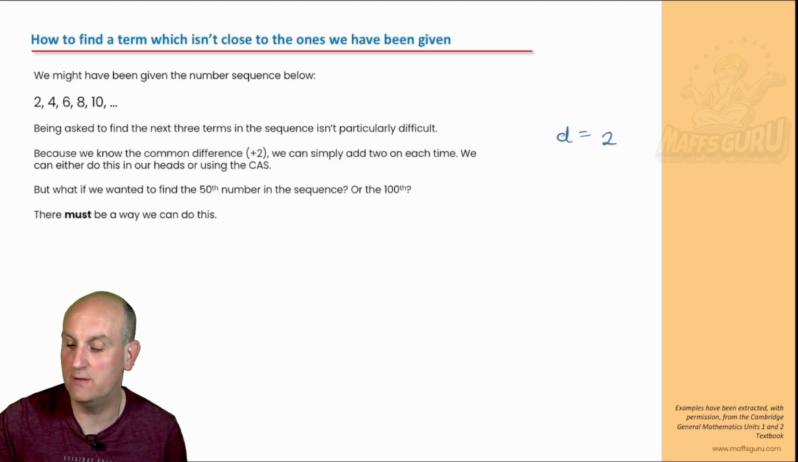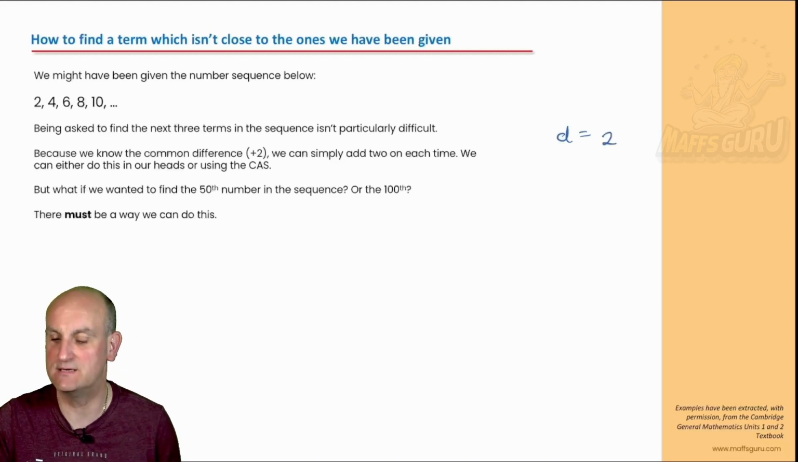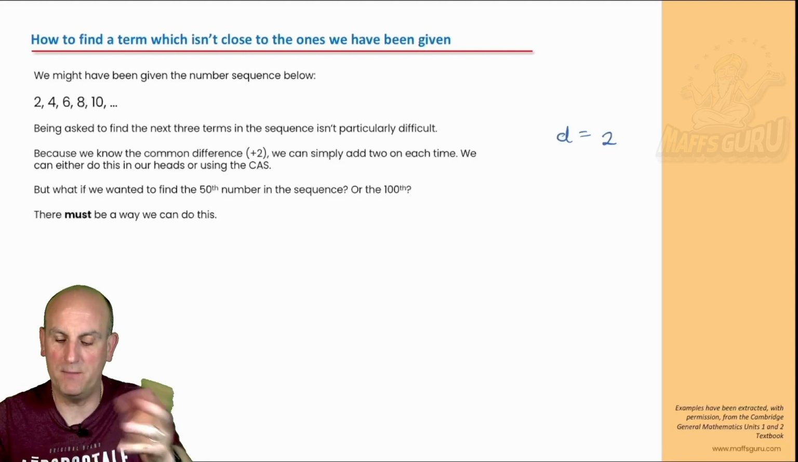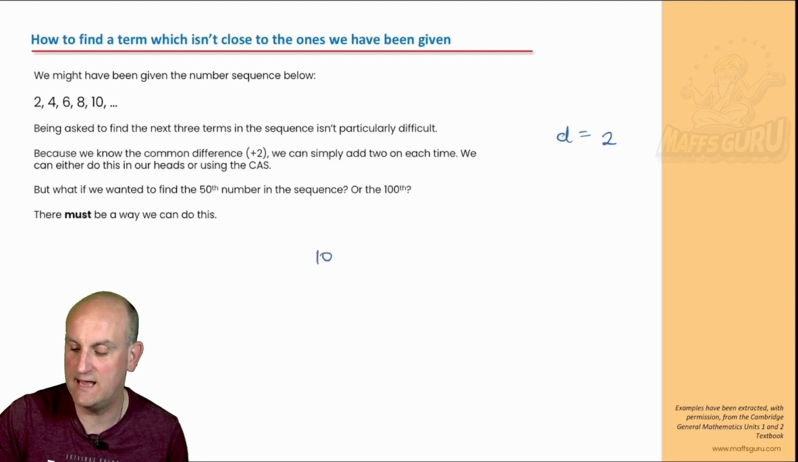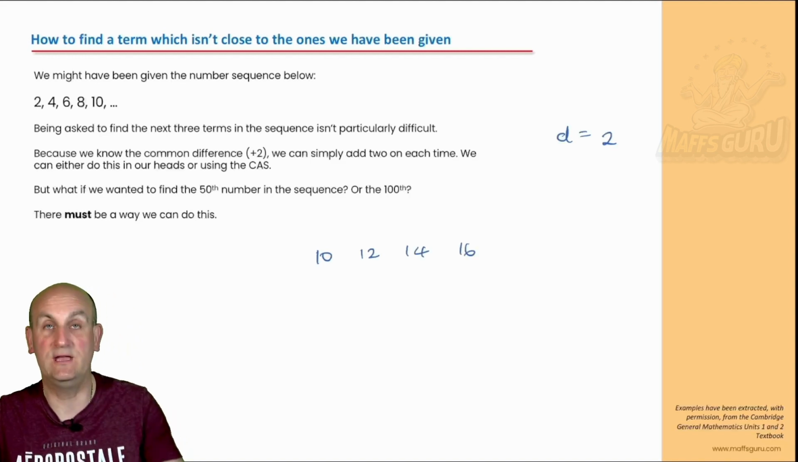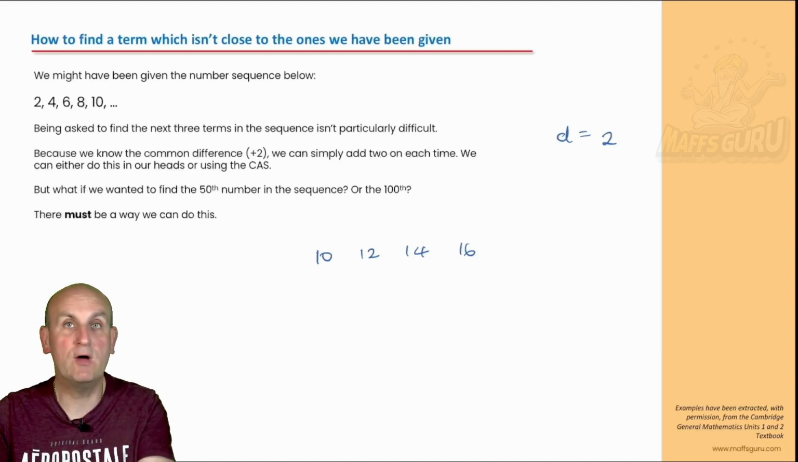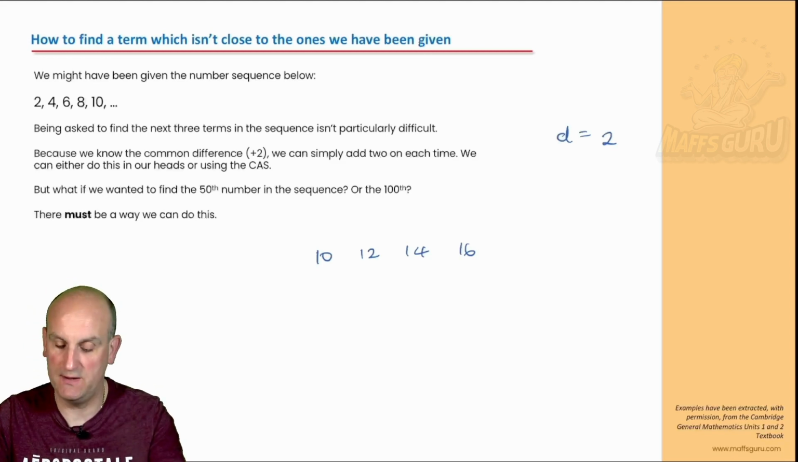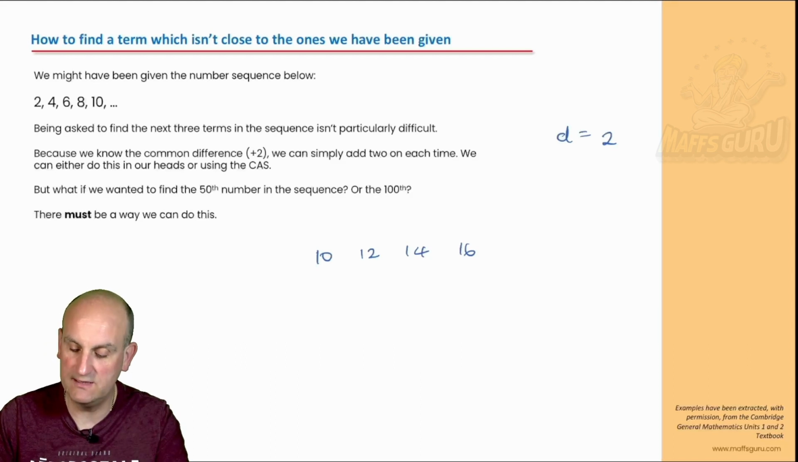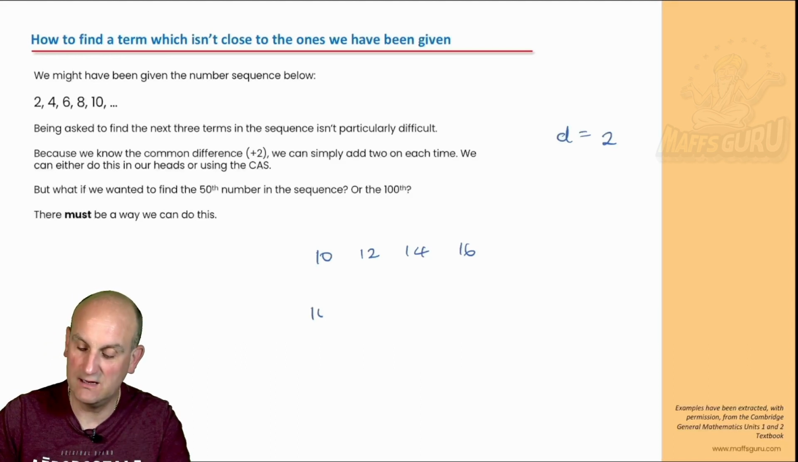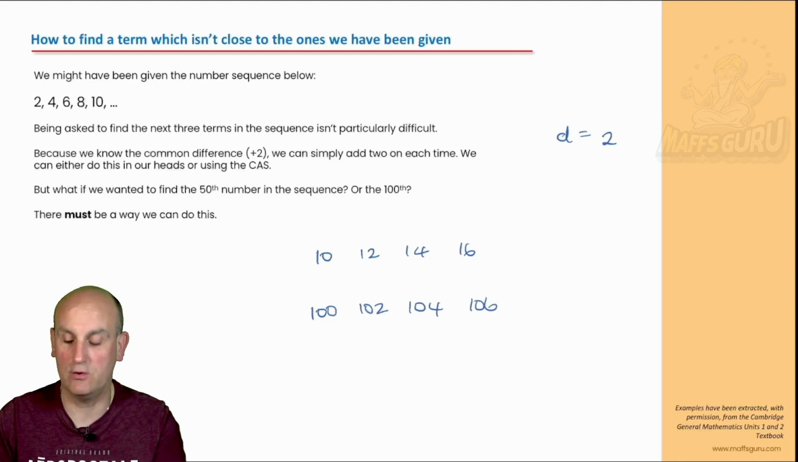So a common difference might be 2, for example. Because that's positive, it means they're going to go up by 2. So for example, if I had the numbers 10, 12, 14 and 16, that would have a common difference of 2. Have you written that in your summary book? If you haven't, write it in, because these are the things that trip people up. What else could have a common difference of 2? Let's start at 100, and 102, and 104, and 106. These all have a common difference of 2.